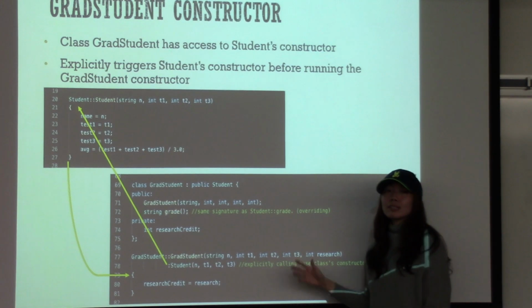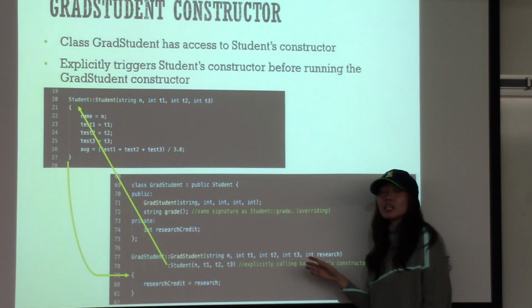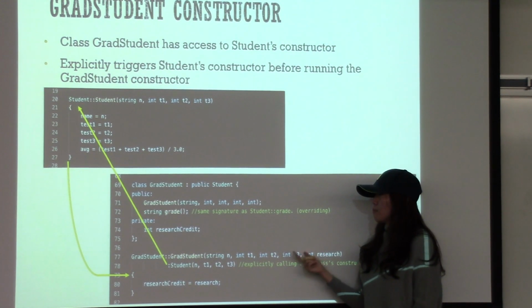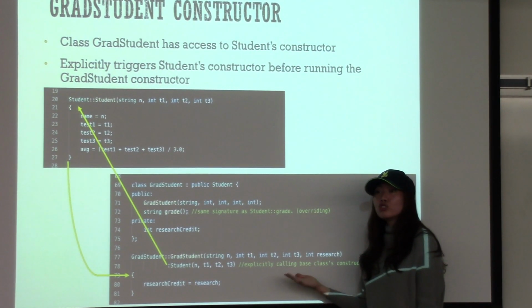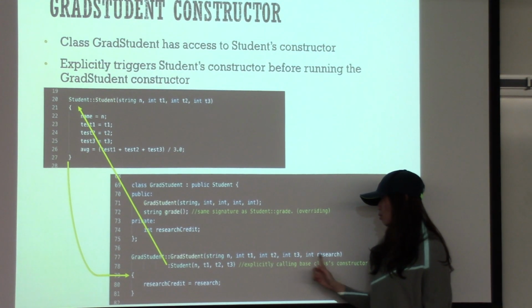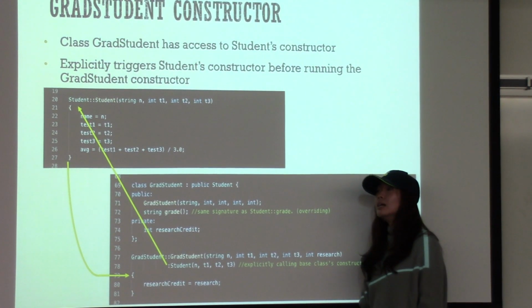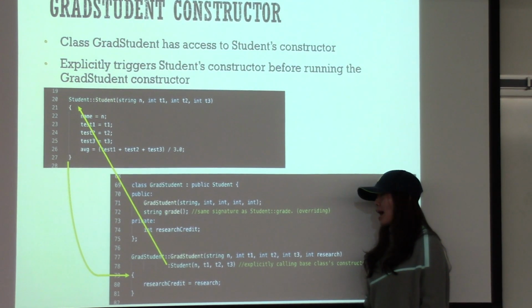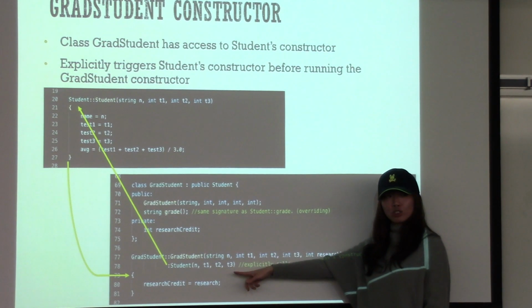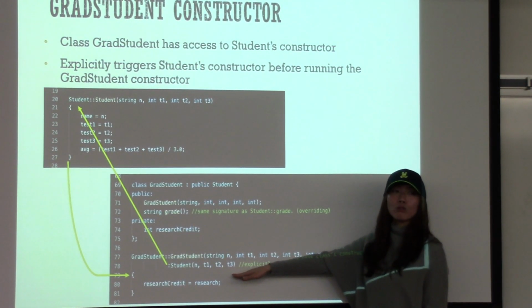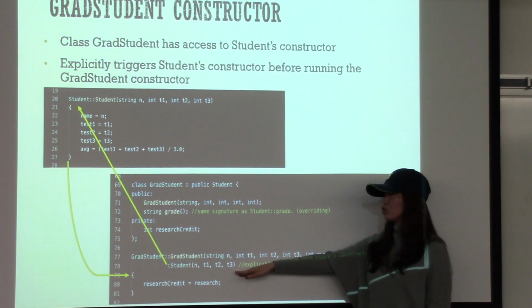Grad student does not have access to any of the private members of student, but we still have those variables. You still have test one, test two, test three, and research, which is new for this class. I have a copy of them for grad student, so grad student has four test scores. The only way for you to modify them is by calling the constructor of class student.